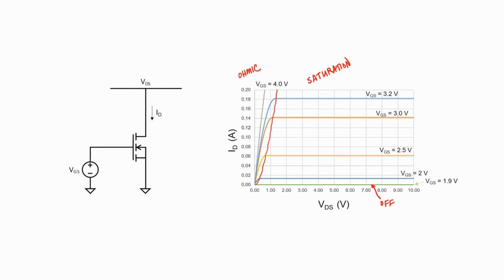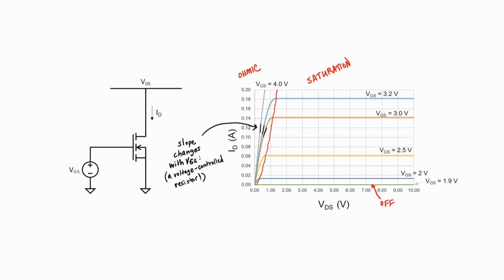Take a look at the ohmic region for just a moment. Notice how the slope of all of these lines changes with the applied gate voltage. That's kind of interesting because it means that the transistor is almost behaving like a resistor, where the resistance is controlled by the gate voltage. That's why it's called the ohmic region. It's like a voltage-controlled resistor.